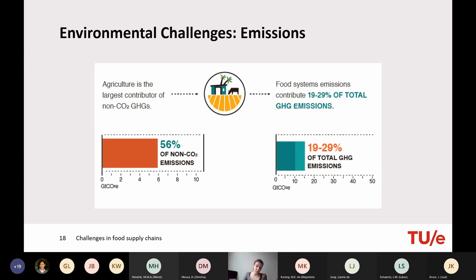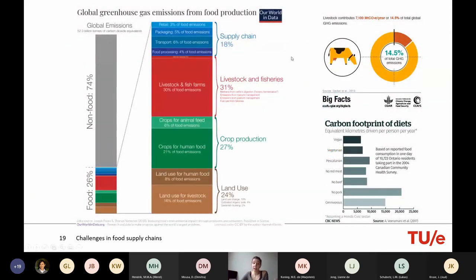Now, moving on from the societal or social challenges, there are a number of environmental challenges. The first one, I'm sure that you are all aware of, is emissions. We all talk about greenhouse gas emissions. And agriculture is actually the largest contributor of non-CO2 greenhouse gas emissions. Food systems emissions contribute about 19 to 29% of total greenhouse gas emissions. So it really has a large contribution.